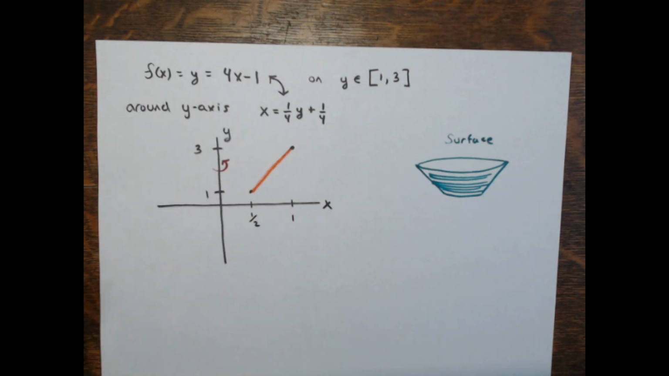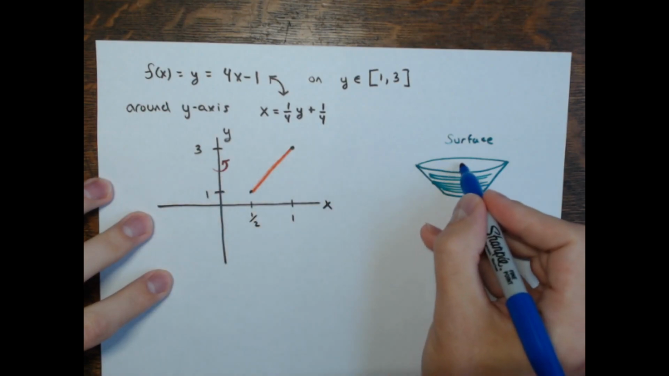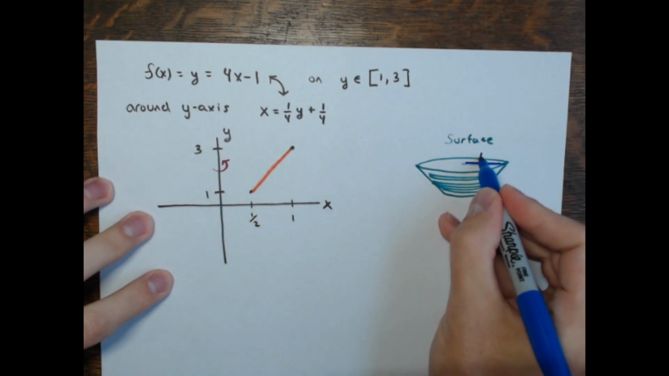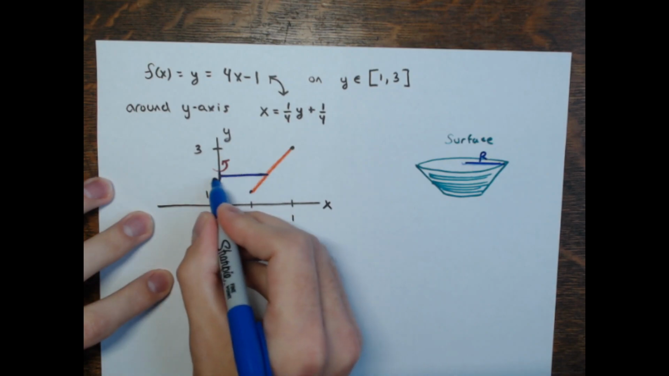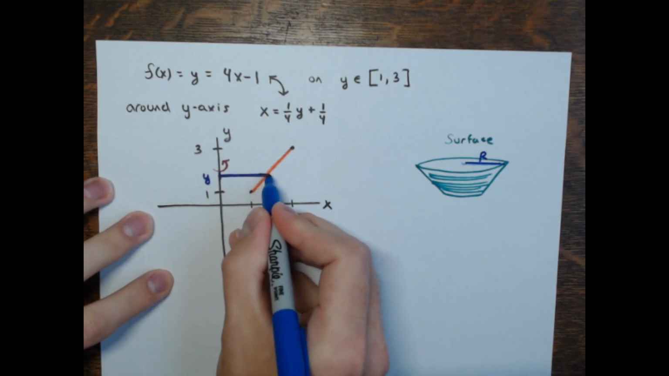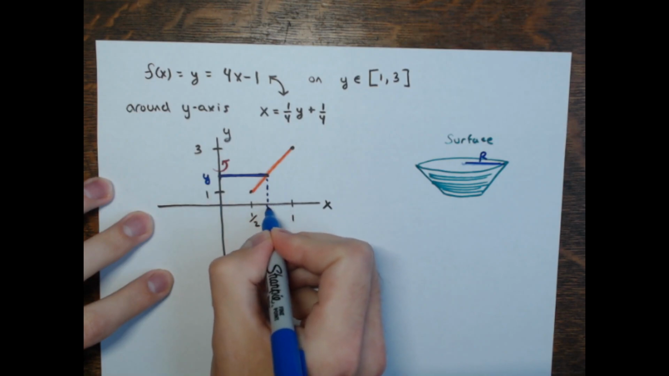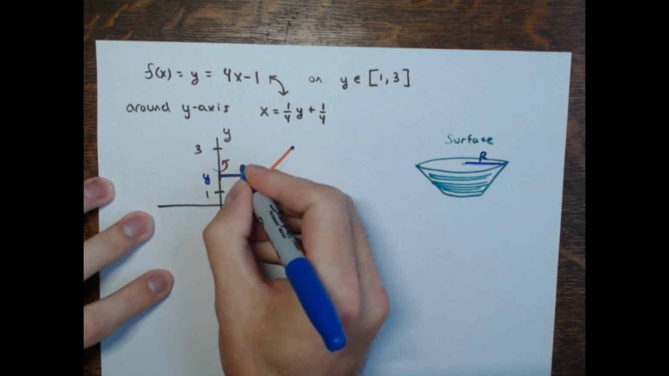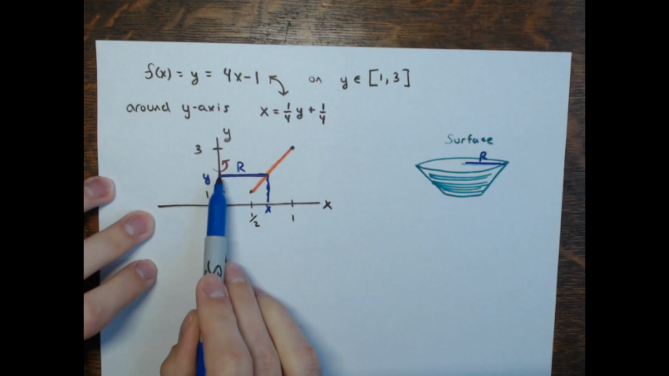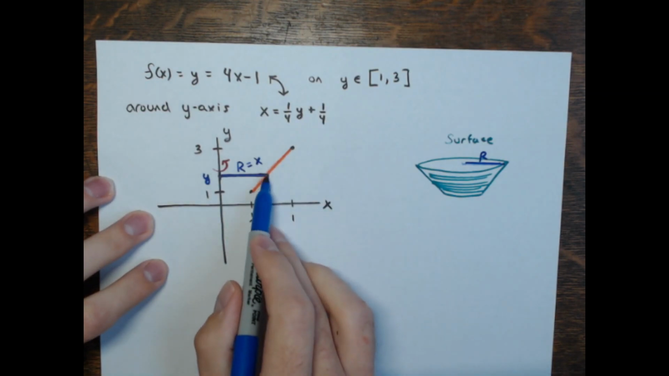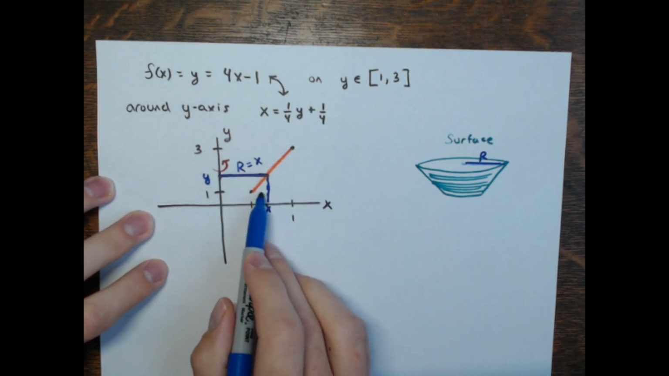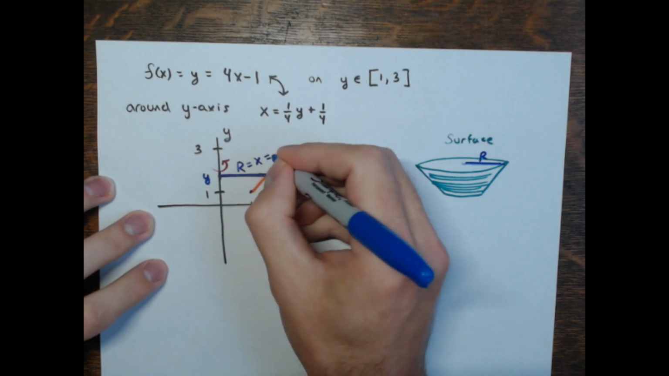Now the radius is the distance from the rotation axis to the surface. On here, that would be this distance here. So if I pick some y coordinate here, that'll correspond to some x-coordinate as well. The radius is the distance from the line you're rotating around to the curve, which would be the x-coordinate of that point.